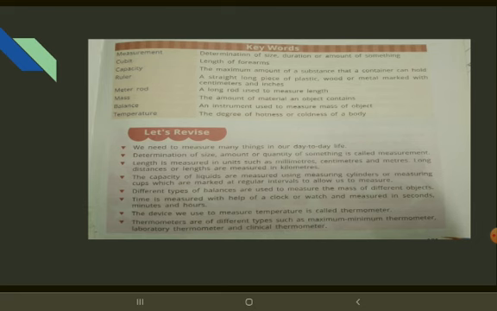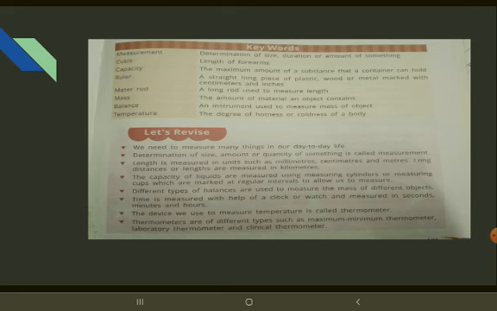Mass: the amount of material an object contains. Balance: an instrument used to measure the mass of an object. Temperature: the degree of hotness or coldness of a body. These are the keywords from this lesson. Now let's revise. What did you understand? You have to recall.